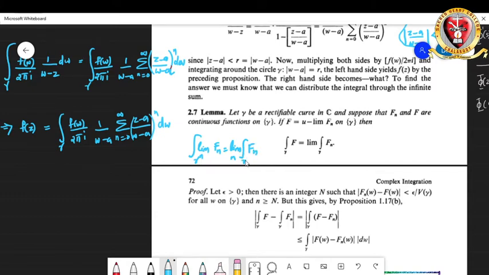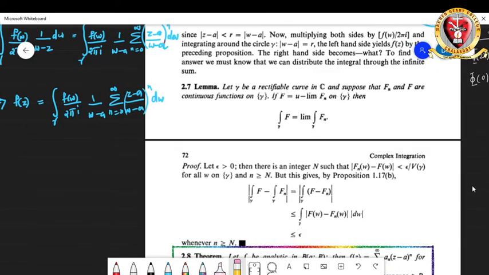That's what it says here over gamma. That means the limit and the integral can be interchanged. Suppose epsilon is greater than 0. We know that epsilon by V of gamma, where V of gamma is the total variation, will be strictly greater than 0.